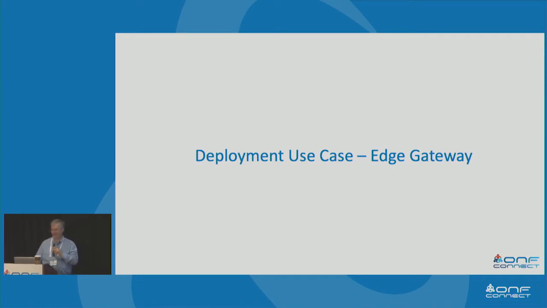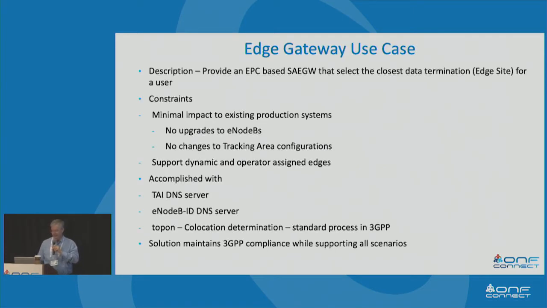With respect to the edge use case, my downstream customers did not give me an easy use case. It seems simple enough, right? Let's just select the right data termination, the right local breakout for a user. And then they added a few constraints, and that's really where things started to get a little nervous for us.